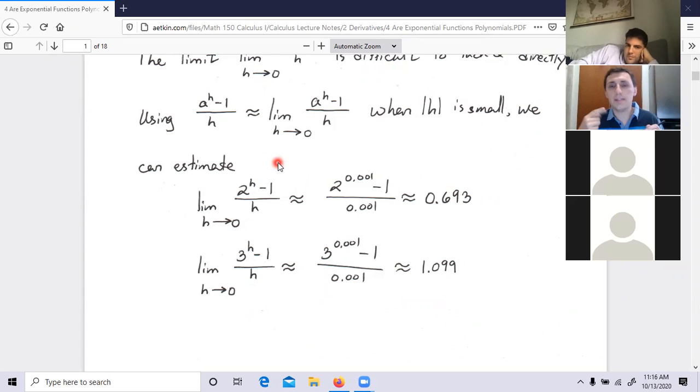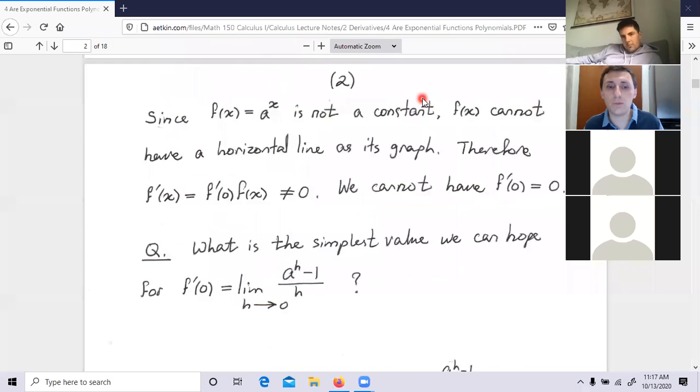Because let's say take 2. 2 to the power of 0 is 1. 2 to the power of 1 is 2. 2 to the power of 2 is 4. It's not constant, right? So if it's not constant, it could not be that globally the graph of this function is a horizontal line, which means that the global derivative cannot everywhere equal 0, because that implies it's a horizontal line. Good. So you understand what this one is that we have here?